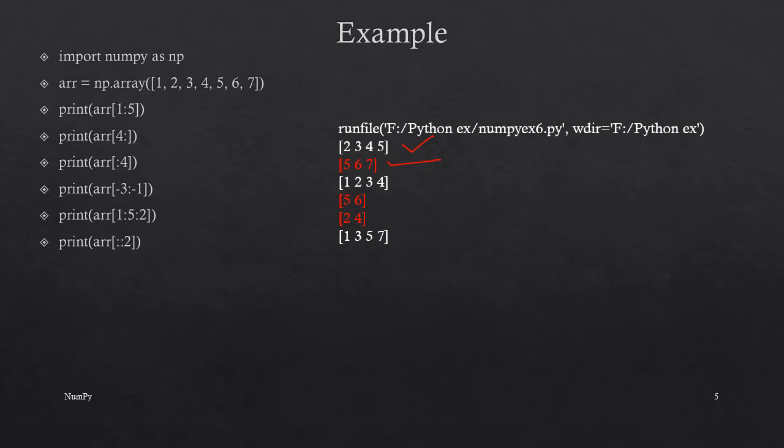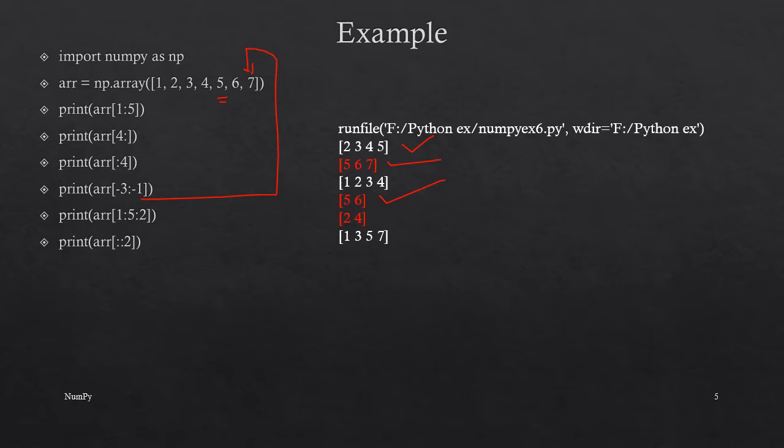Next is an interesting example. See the slice -3 colon -1. -1 refers to the last element of the array, -2 the second last element, -3 the element third from the last. So in print -3 colon -1, the start index is -3, that is the third element from the last, and the end index is -1, which is omitted. So this element will be omitted. So the result is 5, 6 in this example.